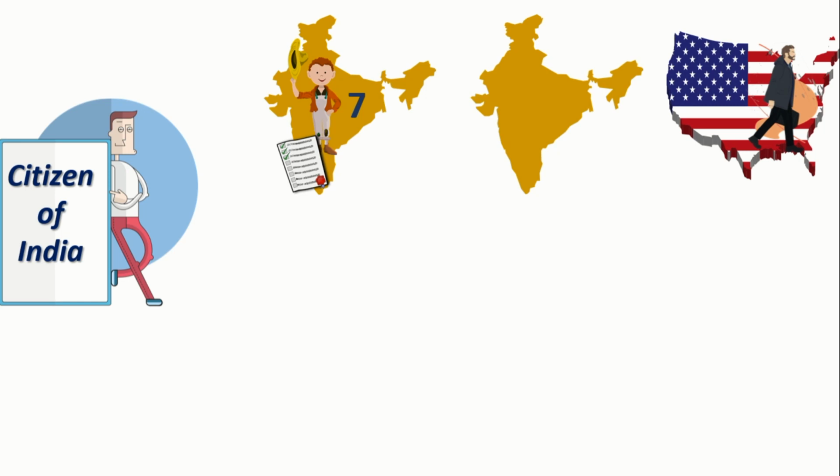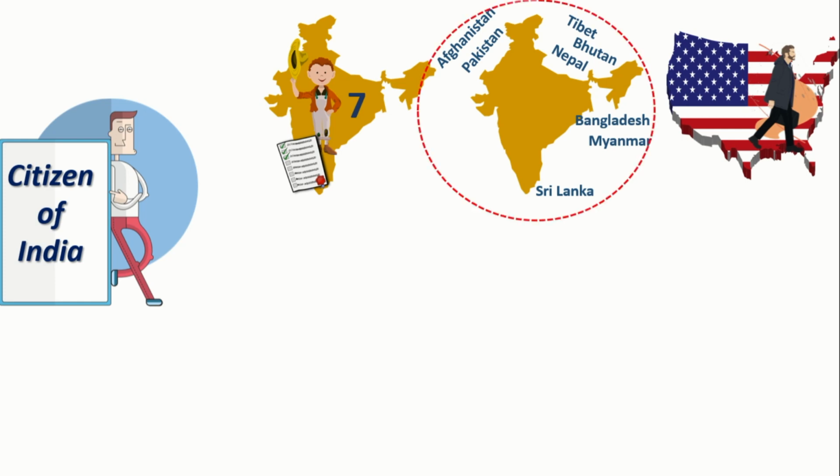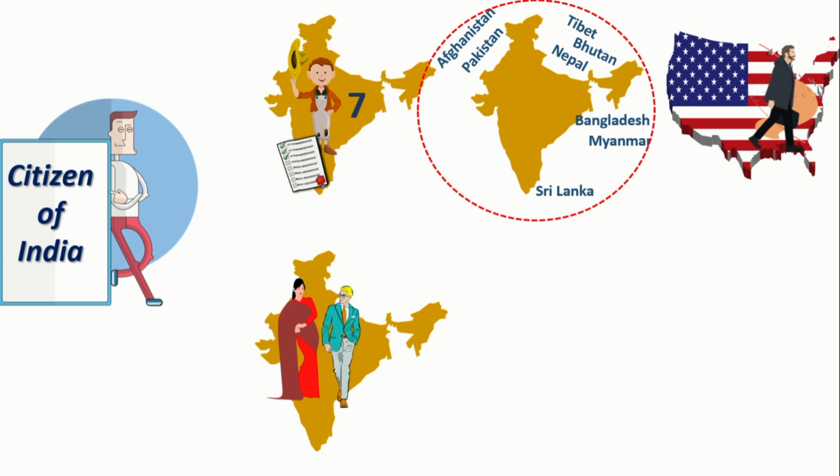Undivided India means except Pakistan, Nepal, Bangladesh, Afghanistan, Sri Lanka, Tibet, Myanmar and Bhutan, because these countries were once part of India. Third, if a person is married to a citizen of India, then that person must be living in India for 7 years before making an application for registration. Only after that the person will get the citizenship of India.